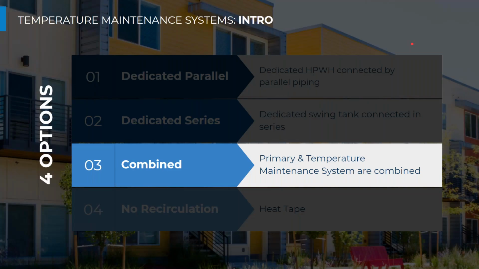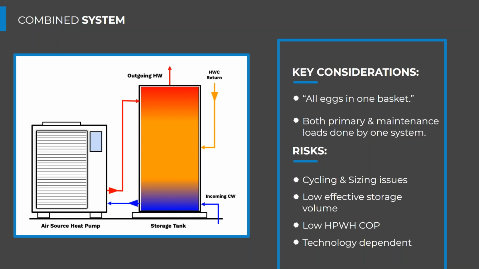And so the next thing we'll introduce is combined. This is possible, but it comes with some risks and some considerations. In our combined system, we're just taking our hot water circulation return and dumping it back into our storage tank. This is a common approach for a gas or electric resistance water heater, except this would typically be taken lower in the tank, all the way down there.